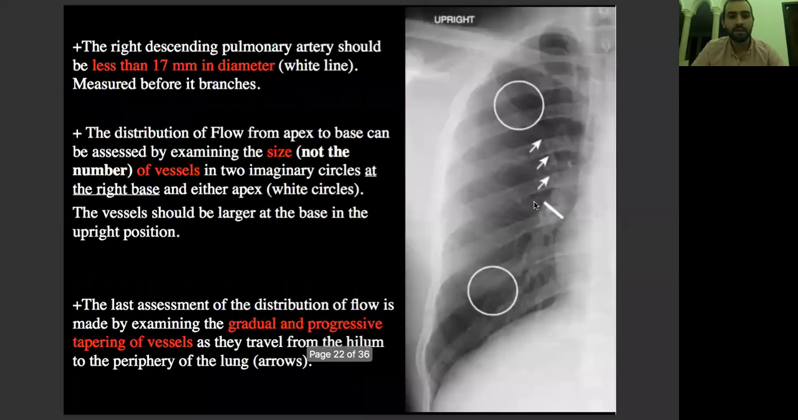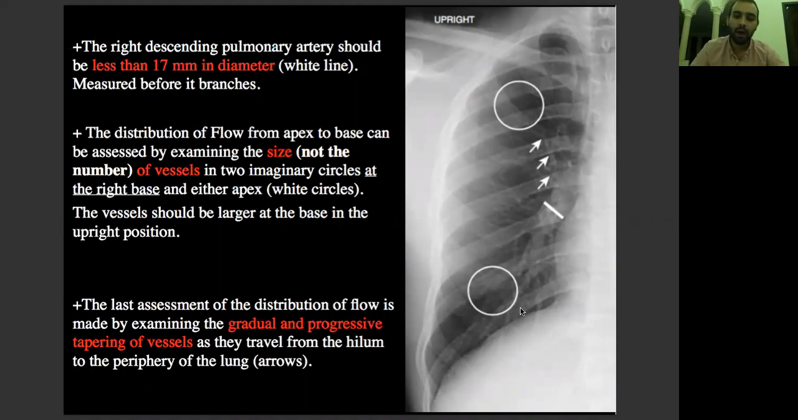Okay, first, this is the right descending pulmonary artery. It should be normal in a normal patient, less than 17 millimeter. Then we should assess for the size, not the number of the vessels, on the distribution, apex to base. So the size is the most important factor.